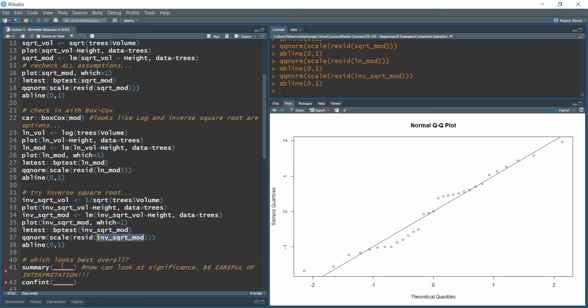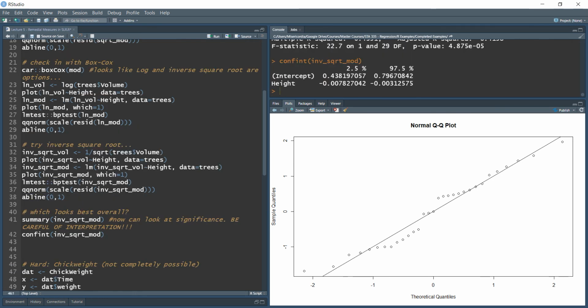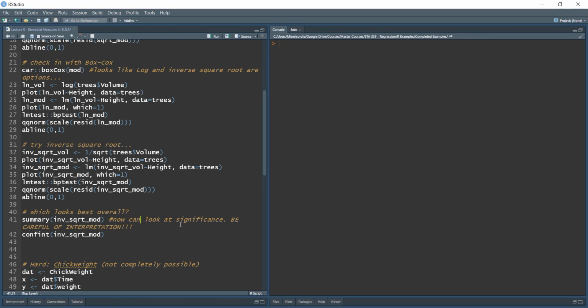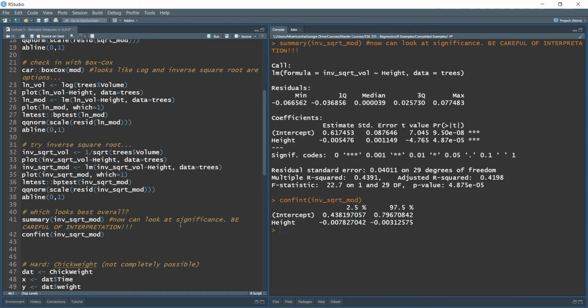So I'm going to go on and look at this model, look at the summary, and then the confidence intervals for the different parameters. So this is what I'm going to interpret. Use Control L to clear out there. Okay. So now for interpretation, we can look at significance, and this is important. I can say that my height is a statistically significant predictor.